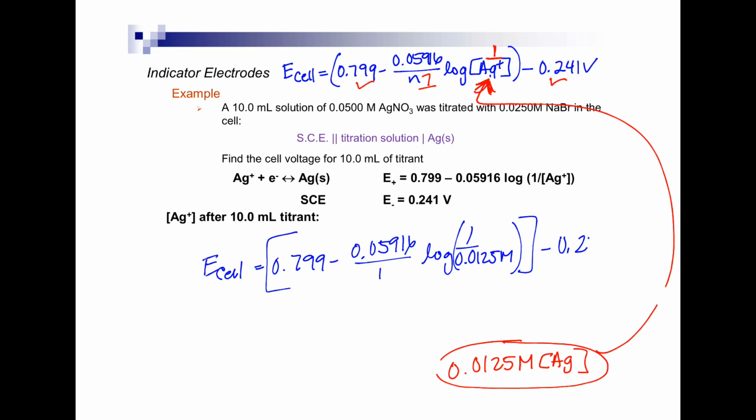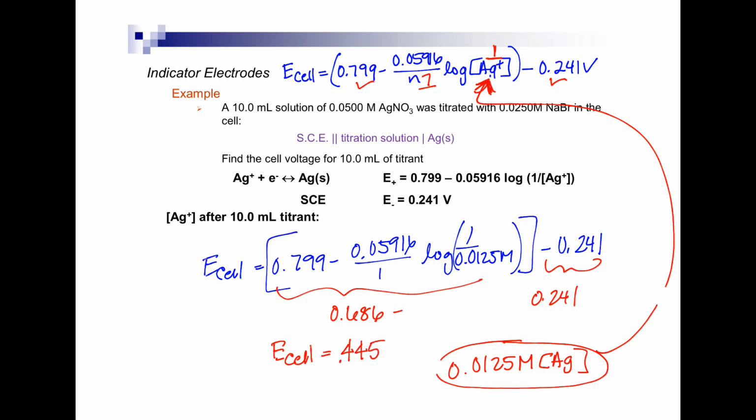Minus 0.241. Okay, so when I did that on my calculator, for this portion here, I got 0.686, and then I'm going to subtract out my 0.241, and so I got E cell was equal to 0.445 volts.